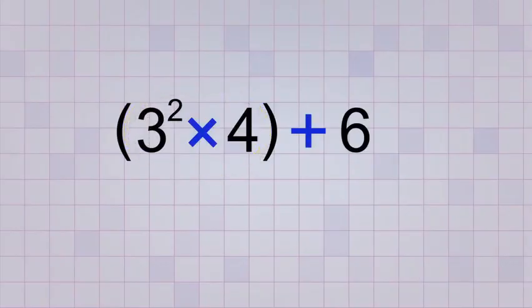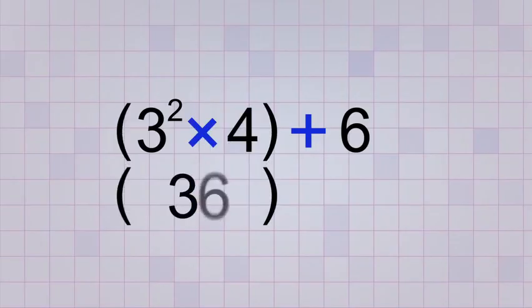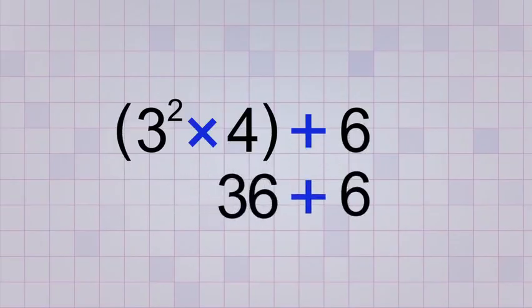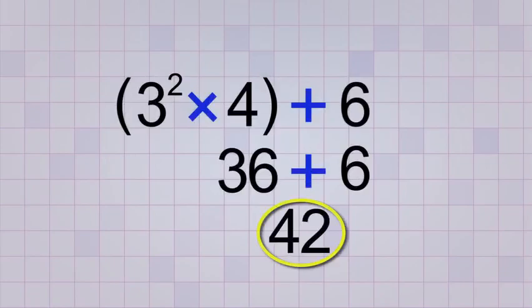So in this problem, first we do 3 to the power of 2, which means 3 times 3, which is 9. Then the part inside the parentheses is 9 times 4, which equals 36. And once the parentheses are gone, we add 36 plus 6 and get 42 as our final answer.